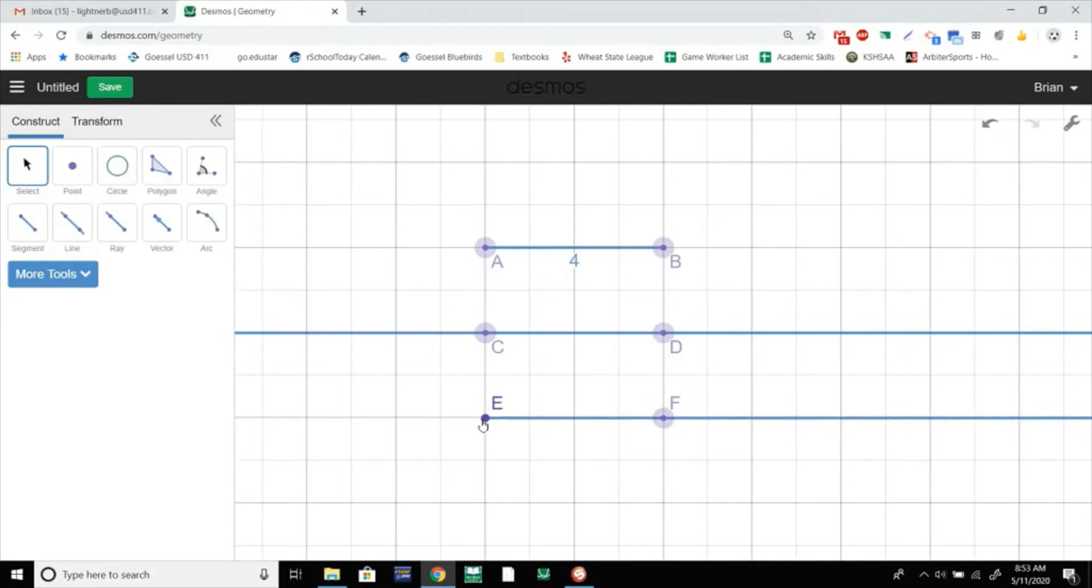A ray is always named with the end point first and then the direction that it's going. So this would be ray EF. And even if it's like this, it's going to be ray EF. Start with the end point, go in the direction that it's going. Okay, so points, lines, and planes, that's what we have here.